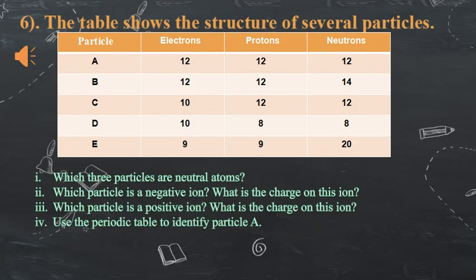Exercise question number 6. The table shows the structure of several particles. Give the answers to the following using this table. 1. Which 3 particles are neutral atoms? 2. Which particle is a negative ion? What is the charge on this ion? 3. Which particle is a positive ion? What is the charge on this ion? 4. Use the periodic table to identify particle A.